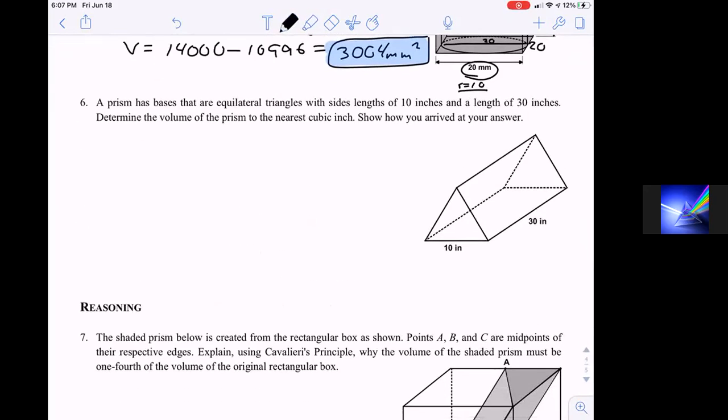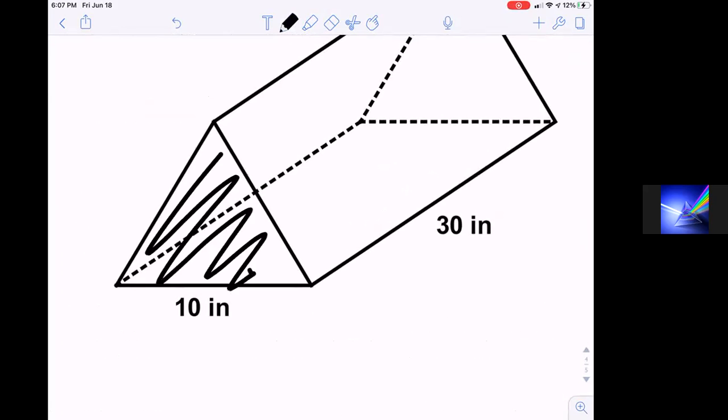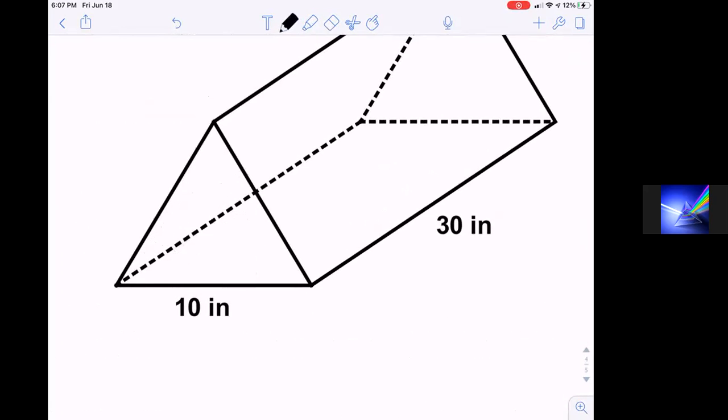Number 6. A prism has the bases of an equilateral triangle with the side lengths of 10 inches and the length of 30 inches. Determine the volume of the prism to the nearest cubic inch. So let's break this down. We want the area of this equilateral triangle times the 30, the depth, and that will give you the volume. So we've got to find the area of this.